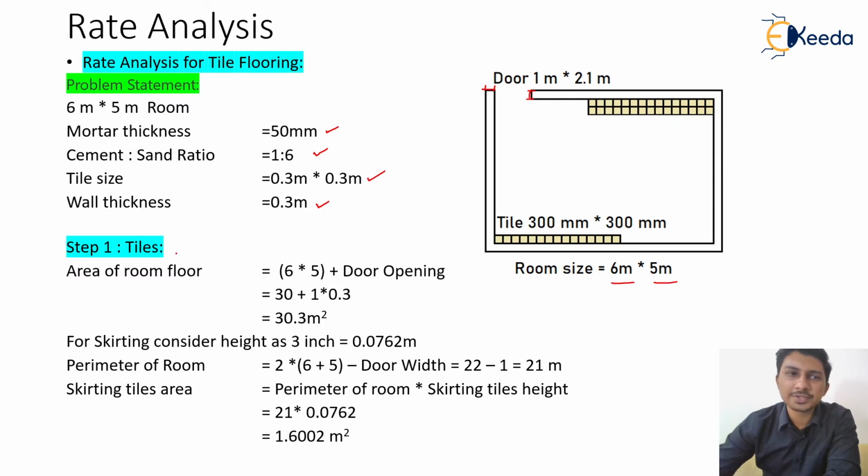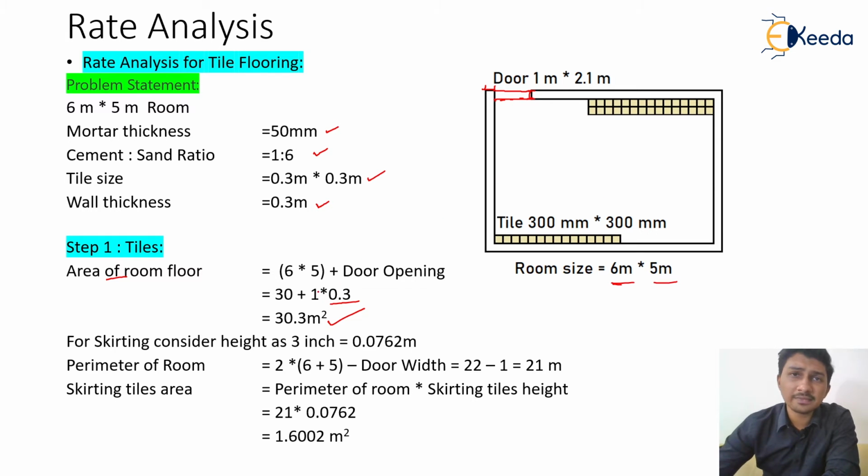So let us go for first of all calculating the quantity for the tiles. Understand what is the area of the room floor only. We have this room floor from end to end, that is 6 meter by 5 meter, plus this door opening we need to add because there will also be tiles. The door opening size is 1 meter in width and 1 meter in length, and 0.3 is the width of the wall. That is going to be 30.3 meter square, the total area of this floor only.